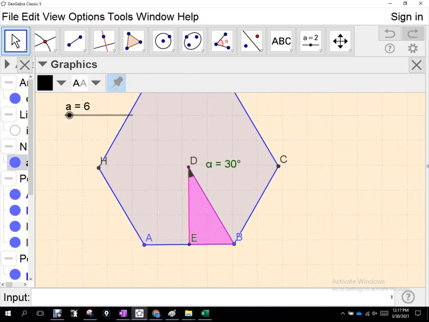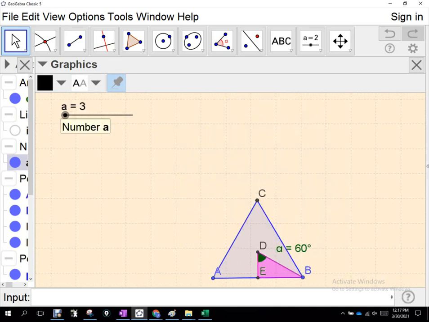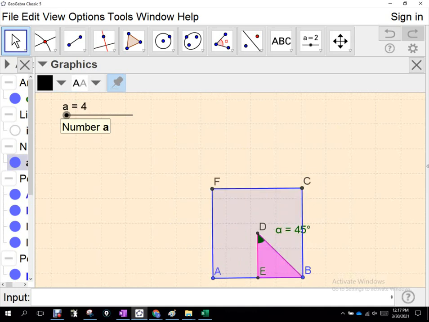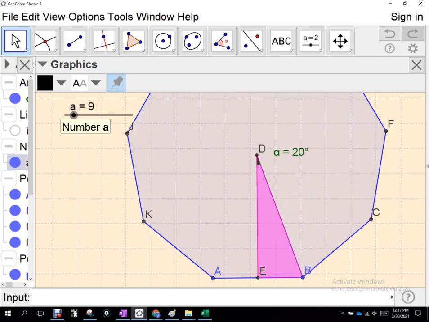Special right triangles when n is 6, right? Now, let's just think about what's going on here. What's happening as I get more and more sides? What is happening to that angle? It started at 60, 45, 36, 30. Decreasing, right? The more sides I get, the smaller that angle becomes.